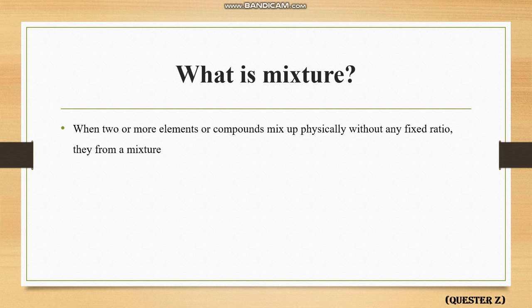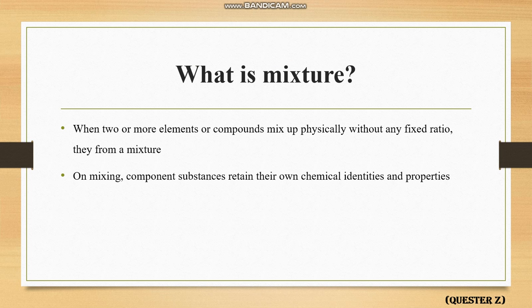What is mixture? Mixture basically is formed when two or more elements or compounds mix up physically without any fixed ratio. It means you mix two or more compounds without any fixed ratio. You don't measure their volume, you don't measure their masses, and simply mix them with each other. They form the mixture. On mixing, the components or substances retain their own chemical identities and properties. They never lose their chemical identities and properties.